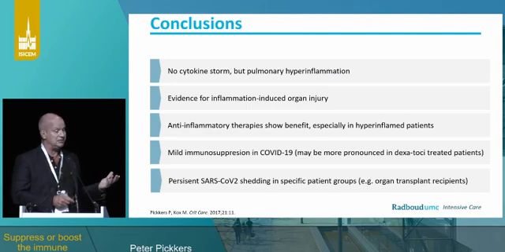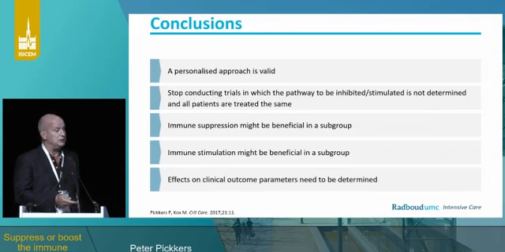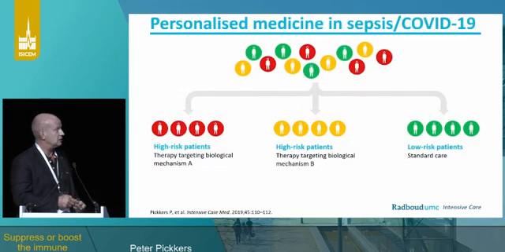COVID-19 itself. It may be more pronounced now by the therapies that we give, and so there are some patients that might indeed benefit from immune suppression, but there is also a subgroup of patients, and it's likely to be a much smaller subgroup, that might benefit from immune stimulation, and so we should look into that, and of course look at the clinical outcome effects to see if this is right.